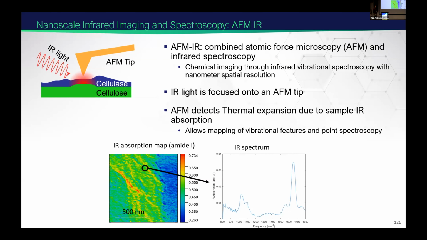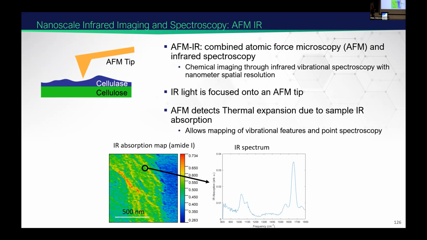The technique I'm implementing is nanoscale infrared imaging and spectroscopy, otherwise known as AFM-IR. It combines atomic force microscopy and infrared spectroscopy, providing chemical imaging through infrared vibrational spectroscopy, combined with the nanoscale spatial resolution afforded by atomic force microscopy.